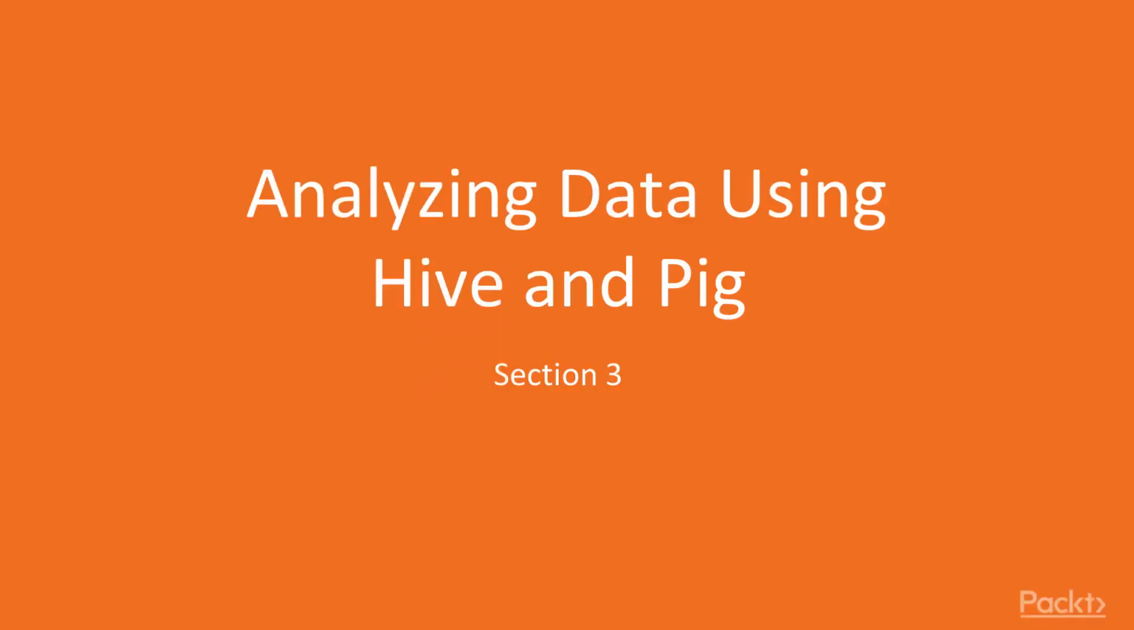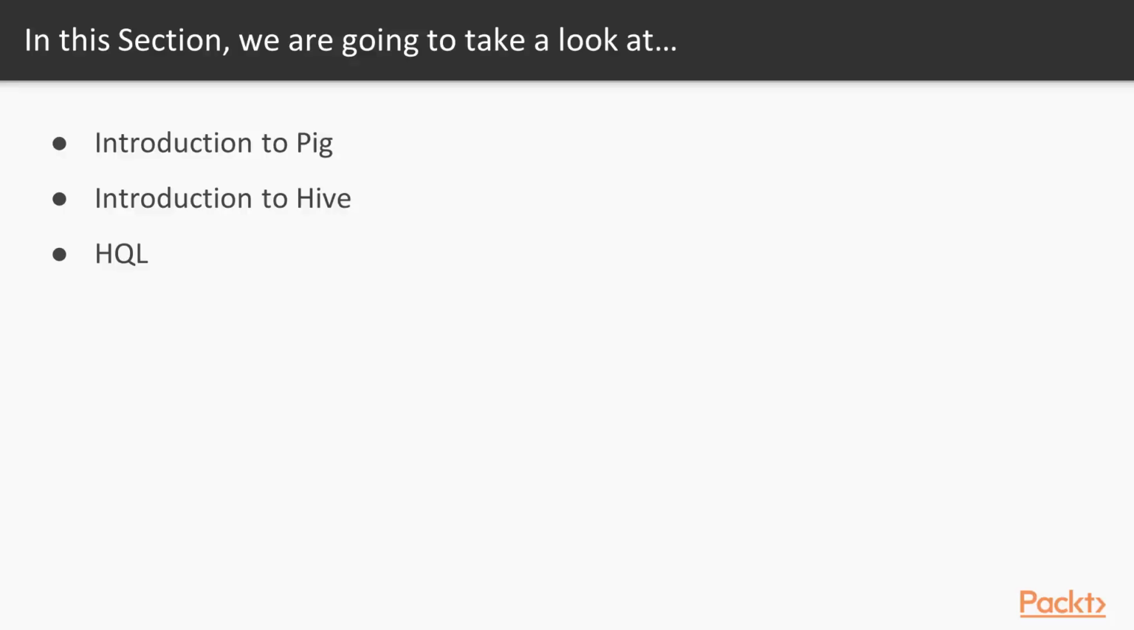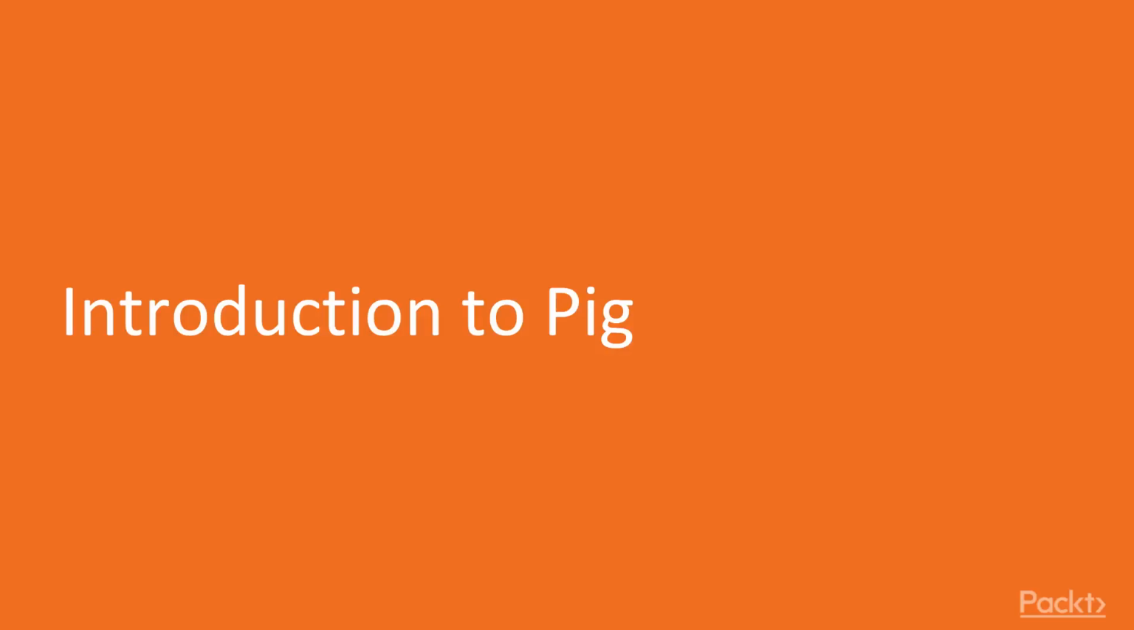Welcome to the third section of our course. In this section, we'll be analyzing data using Hive and Pig, two big data tools, two descriptive languages that give us the ability to perform MapReduce queries in a declarative way. So we'll be introducing Pig, introducing Hive, and also using the HQL query language. And this is the first video, in which there will be an introduction to the Pig tool.